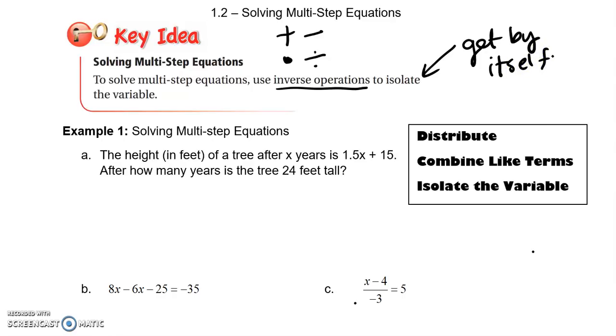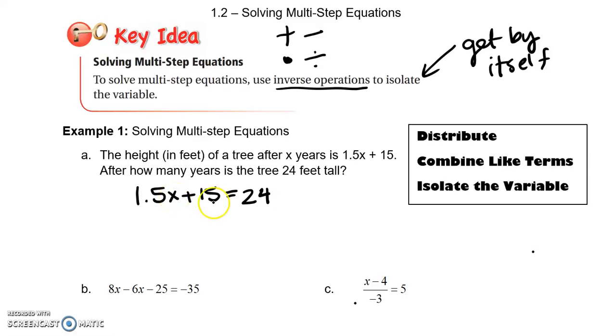So we start with a word problem. The height in feet of a tree after x years is 1.5x plus 15. After how many years is a tree 24 feet tall? So I'm just rewriting this equation, 1.5x plus 15, and that is equal to 24 feet. So we need to solve for this x. We need to get it by itself.